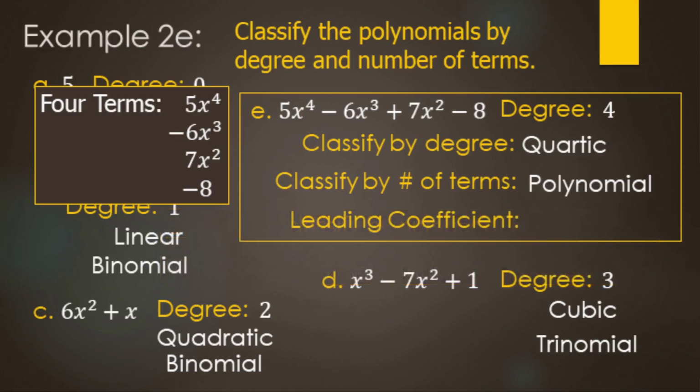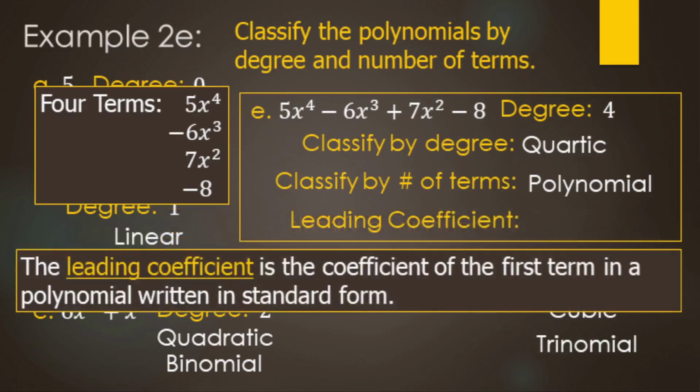Now, for leading coefficient, remember that's the coefficient from the highest exponent. So over here, the highest exponent's a 4. There's a 5 right there. So 5 would be your leading coefficient.